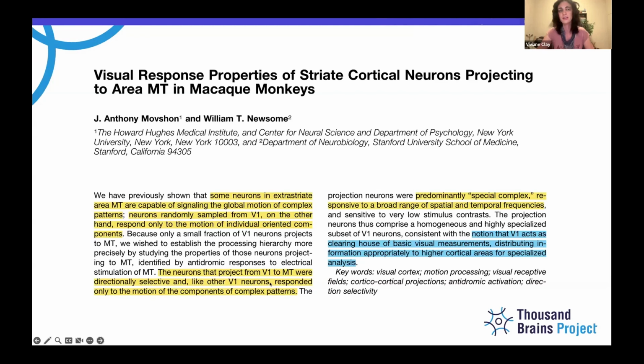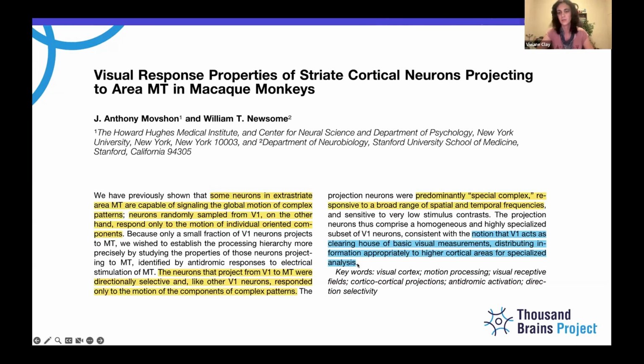So maybe that's another hint of what is happening in V1, that it makes sure that the motion is associated with one object or something like that. And then, the projection neurons were predominantly special complex, responsive to a broad range of spatial and temporal frequencies. And here's the interpretation, consistent with the notion that V1 acts as a clearinghouse of basic visual measurements, distributing information appropriately to higher cortical areas for specialized analysis.